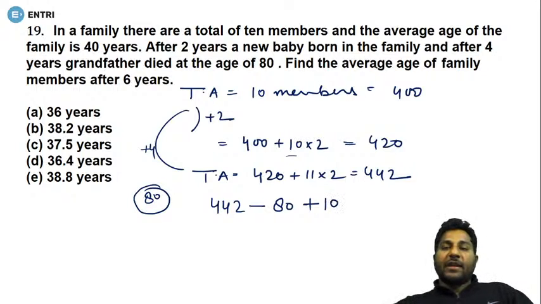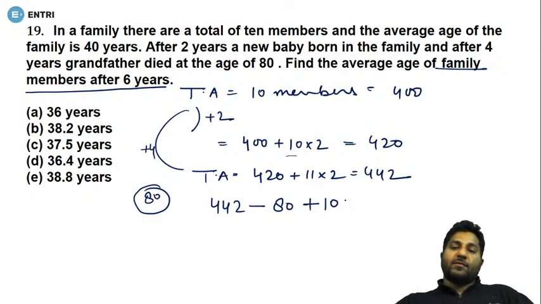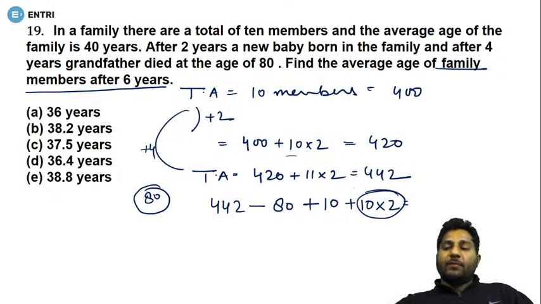After 6 years, they are asking to find the average age of the family members. So after 6 years, the number of family members will be reduced to 10. That makes another 2 years with 10 members added, and the total age will become 382.